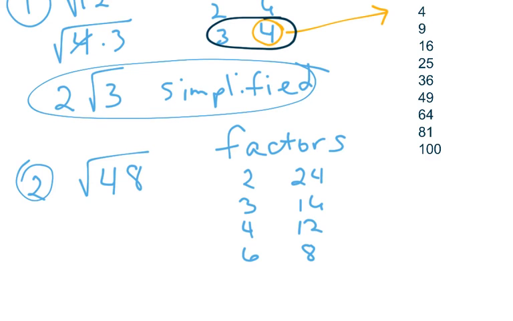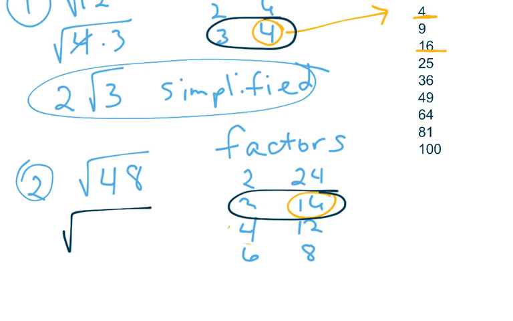I'm looking for numbers in these factors that are perfect squares. Well, I've got a 16 here, that's on my list, and I've got a 4. We know that's on the list from the last one. None of the other numbers are on my list. So what do you do when you have more than one perfect square? We are always going to focus on the biggest perfect square. So I am going to use 3 and 16 as my factors.